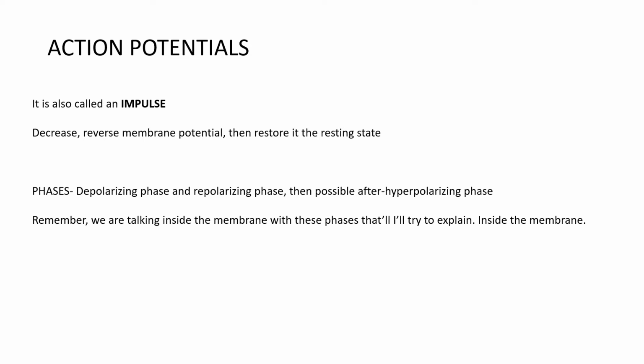It's again called an impulse, and it runs in a series of phases. You've got the depolarizing phase, the repolarizing phase, and then possibly afterward a hyperpolarizing phase. And now remember, we are talking about inside this membrane right now. All of this we're talking about is inside the membrane of the axon. That's where all the action potential physiology happens. And that's what I'm going to try to explain, stripped down to the bone basics here.